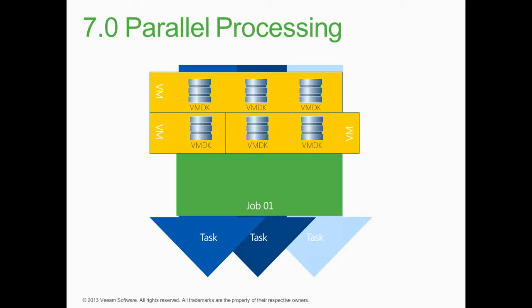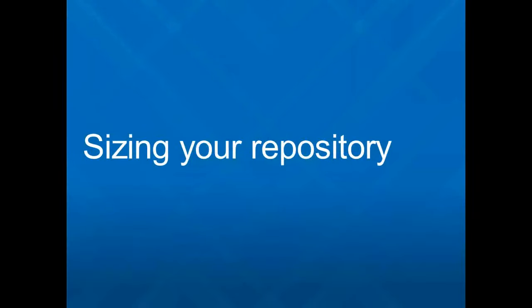To use these capabilities, the proxy server should meet certain system requirements. For example, each task requires a single CPU core. So for every 2 tasks that you want to run on a single proxy in parallel, you need at least 2 cores minimum. That's the requirement for parallel processing. Okay, so that's about parallel processing.